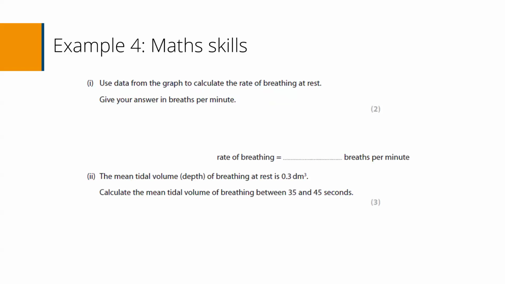Okay, another math skill here. Use data from the graph to calculate the rate of breathing at rest. Give your answer in breaths per minute. Then it says the mean tidal volume of breathing at rest is 0.3 dm cubed. Calculate the mean tidal volume of breathing between 35 and 45 seconds.